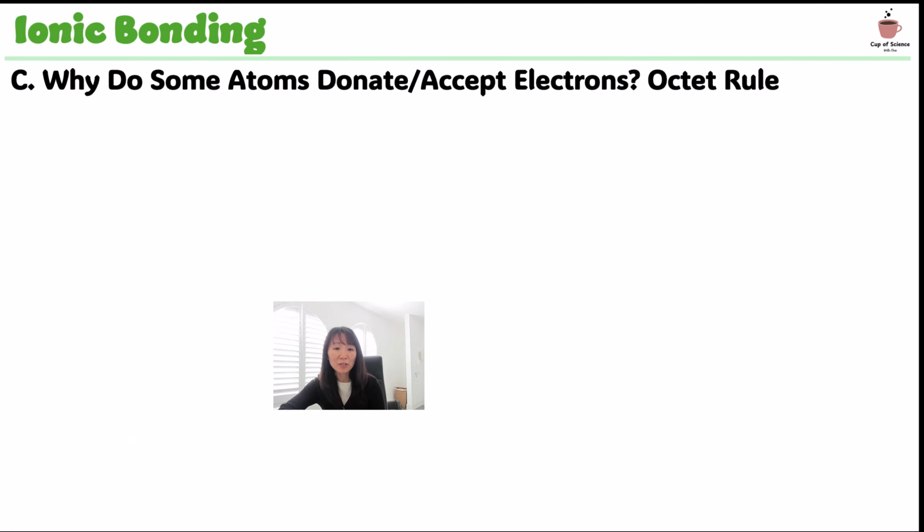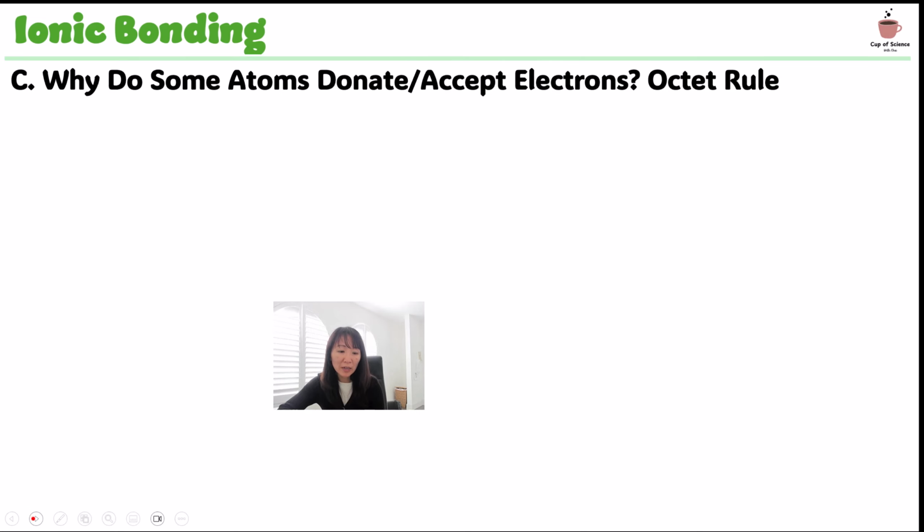Now, the next question is, why do some atoms donate and some accept? How do we know which one is going to donate and which one is going to accept these electrons to form an ion? And let's add another factor. How do you know how many to donate and how many to accept? How do these elements know that?